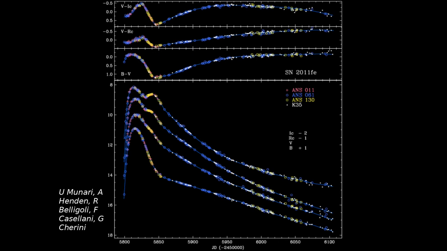So we know how intrinsically bright the supernova is, we know how bright it appears to us, and so we can work out its distance. We know how fast it's moving away from us from its redshift, and so we have a handle on the expansion rate of the universe at the time that the light left that star.